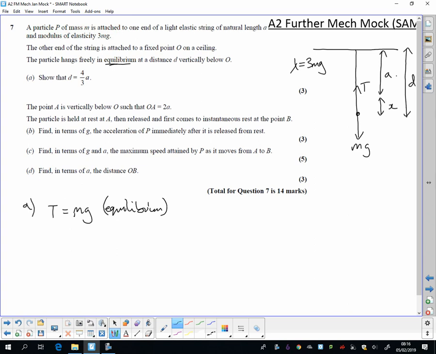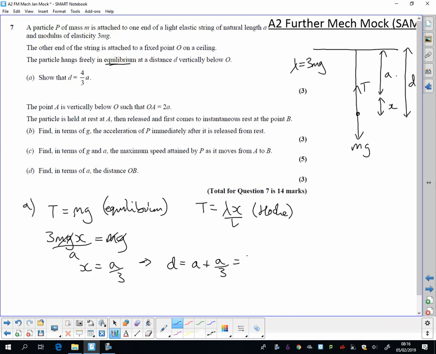Using Hooke's law, tension is lambda x over L. So tension is 3mgx over the natural length A, and that's going to be equal to mg. We can cancel out the mg's and rearrange, and we get x is A over 3. That was the extension, so the total distance is going to be A plus 1/3 A, which is 4/3 A, as required.